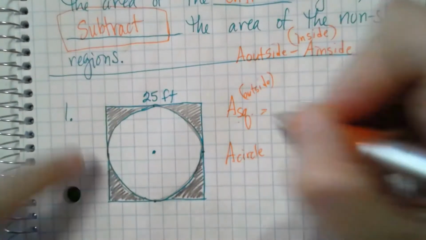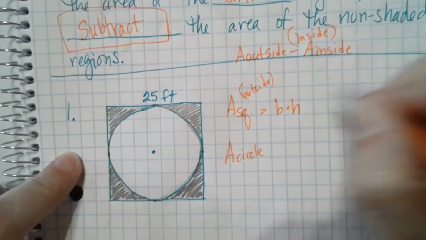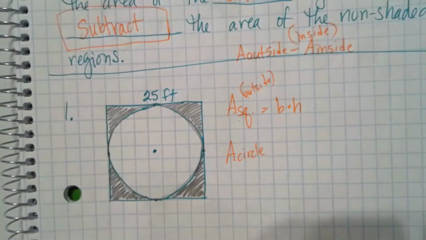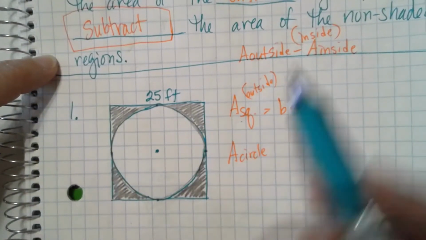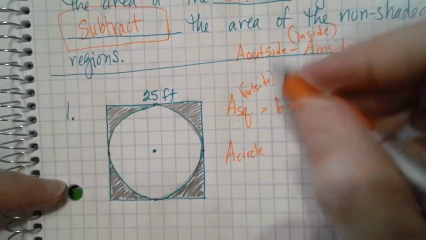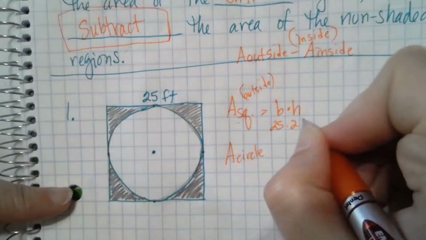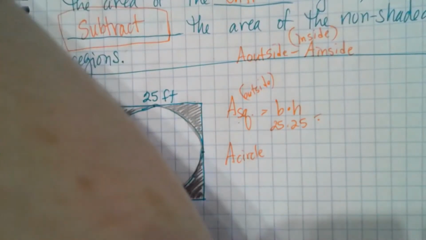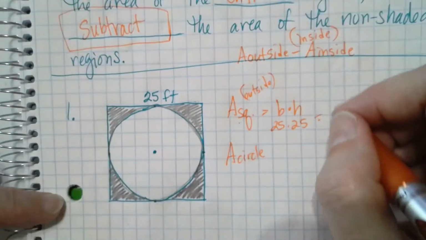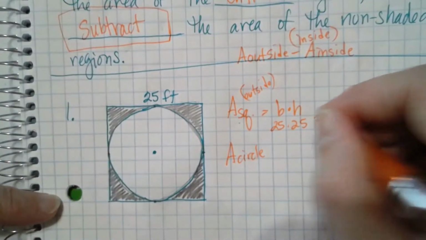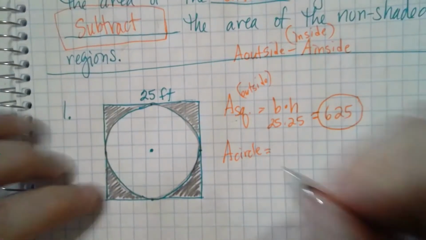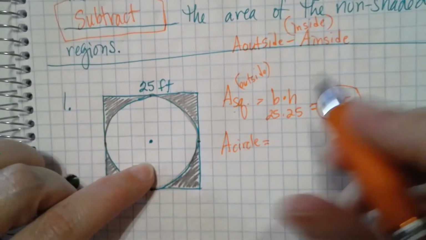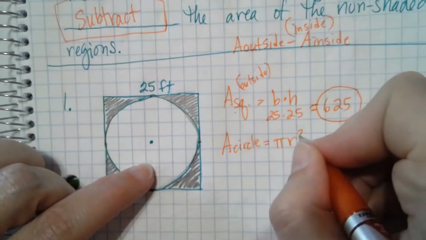Area of a square is base times height. On this square, we know that one side of our square is 25, which makes the other side 25 as well. So 25 times 25 is 625. That's the square. And then we're going to find the area of this circle. The formula for area of a circle is pi r squared.